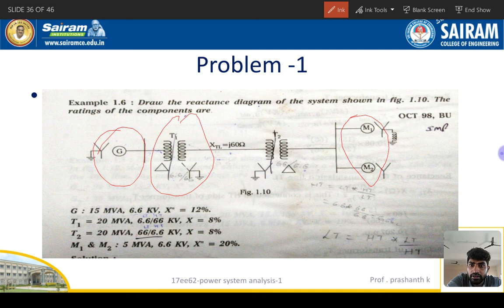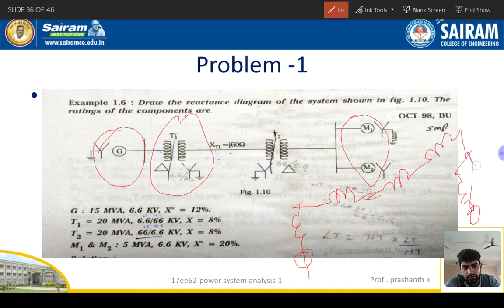So see here, draw the reactance diagram of the system. The ratings of the components are like this. So we have to draw the reactance diagram for this one. How will we get it? There is a generator having one supply and here there is a transformer, right? And next we have transmission lines. Next we have another transformer and we have to draw two motors here. This is our reactance diagram, right? So we need to determine now these reactance values.